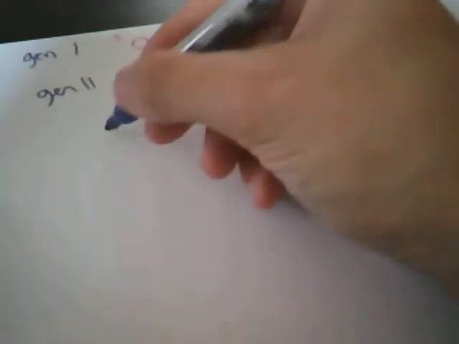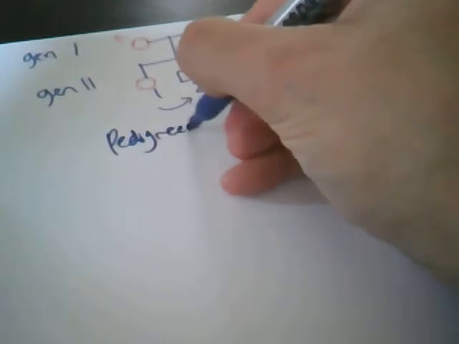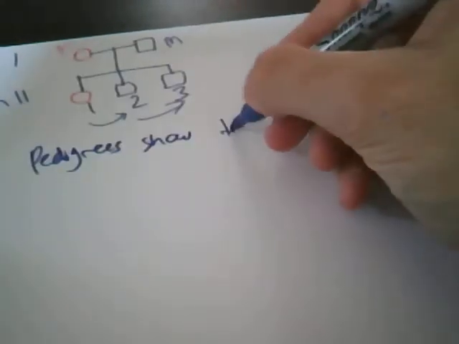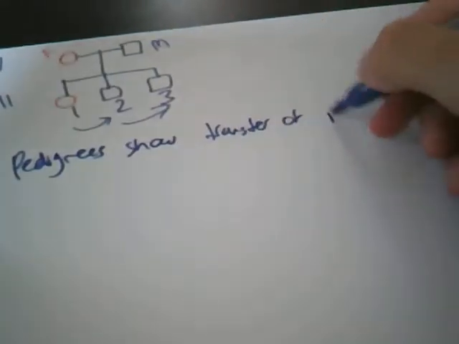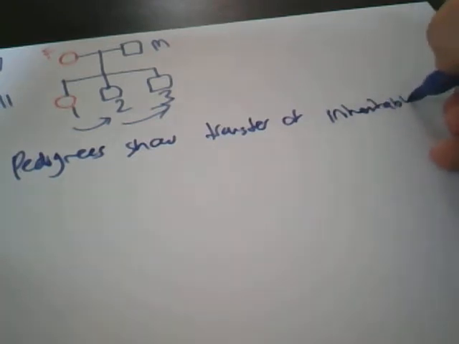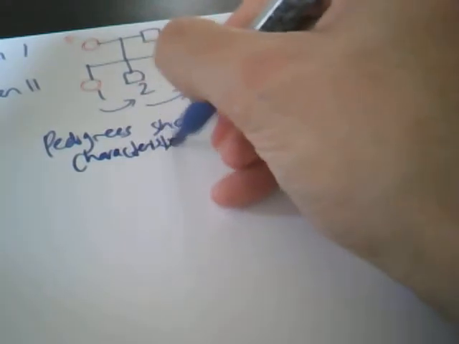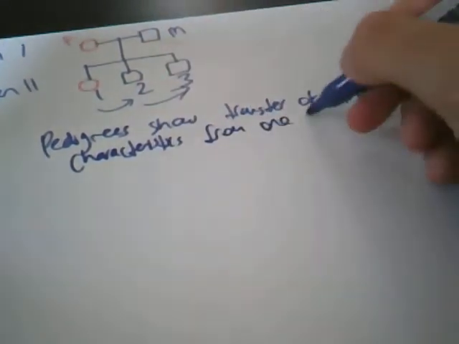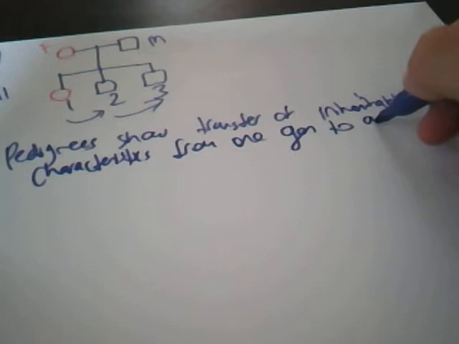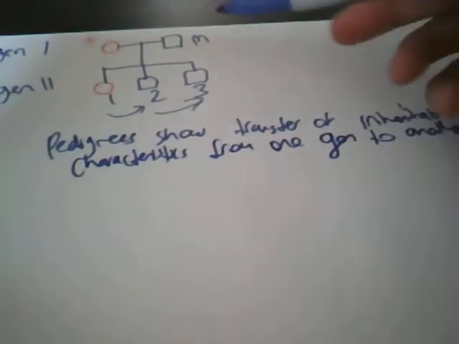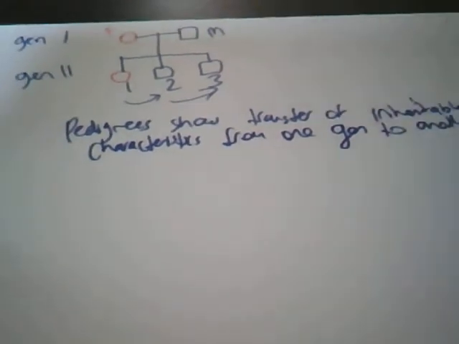Pedigrees as well, I should mention this, show transfer of inheritable characteristics from one gen to another. Inheritance. That's all it shows.